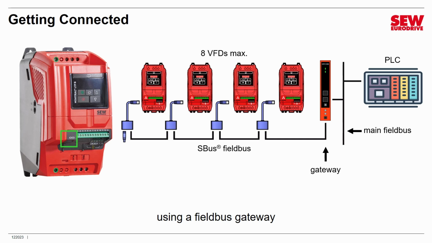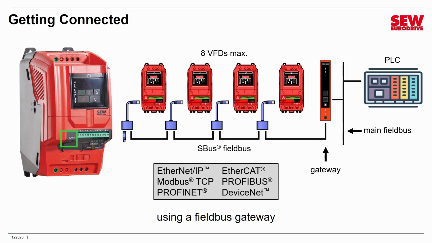By the way, you may notice that there is a limitation of 8 VFDs maximum when you do it this way. This is not a limitation of SBus, which can connect up to 63 VFDs. It's a limitation of the gateway. The gateway can only control 8 VFDs maximum. And in our next session, you'll see why. All right, so do be aware of that. Just a reminder, these are the protocols that are available through the gateway, depending on the card you have installed.